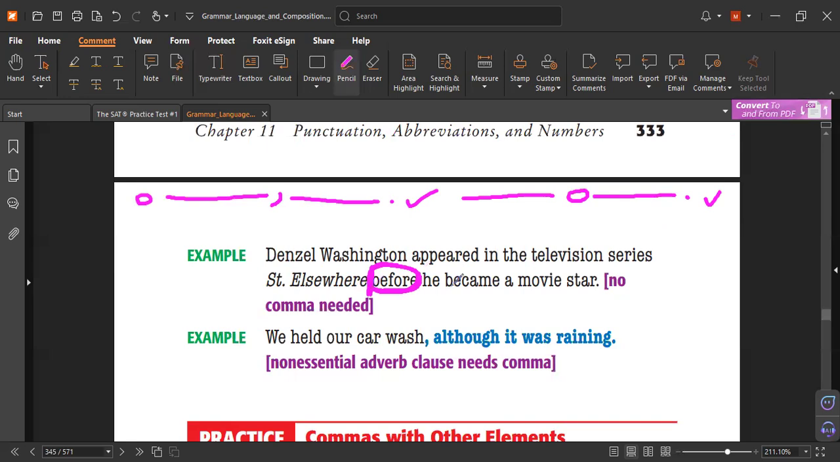Now we have a very, very important example because it breaks these rules. Clause, yes. Subordinating conjunction. Look, clause. What?